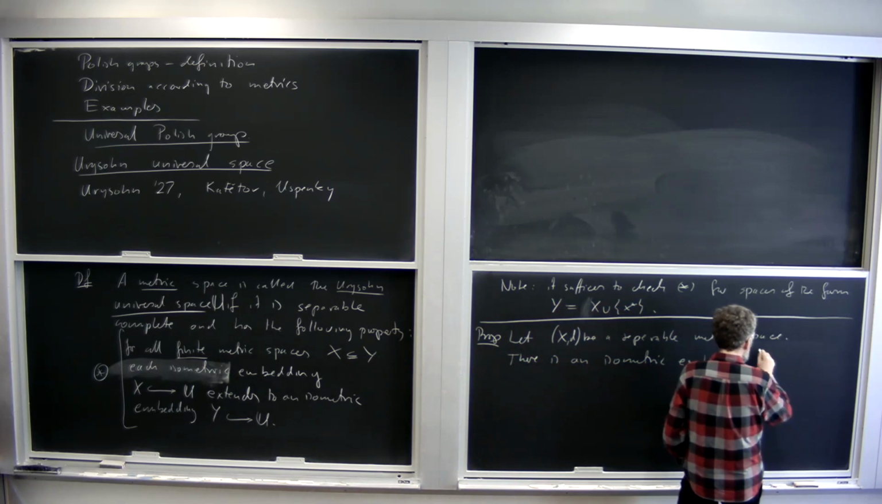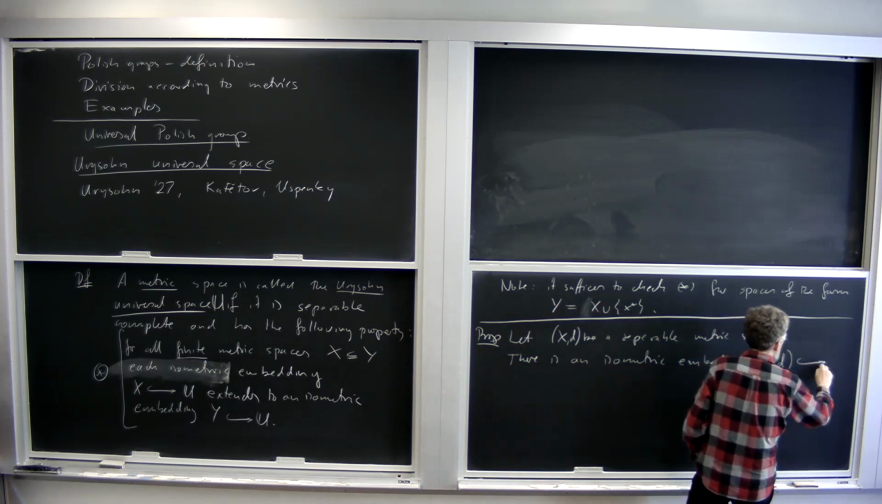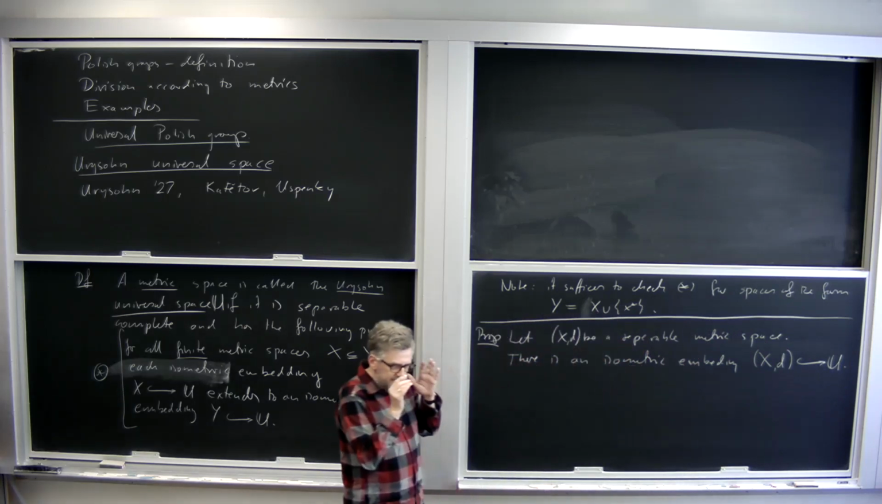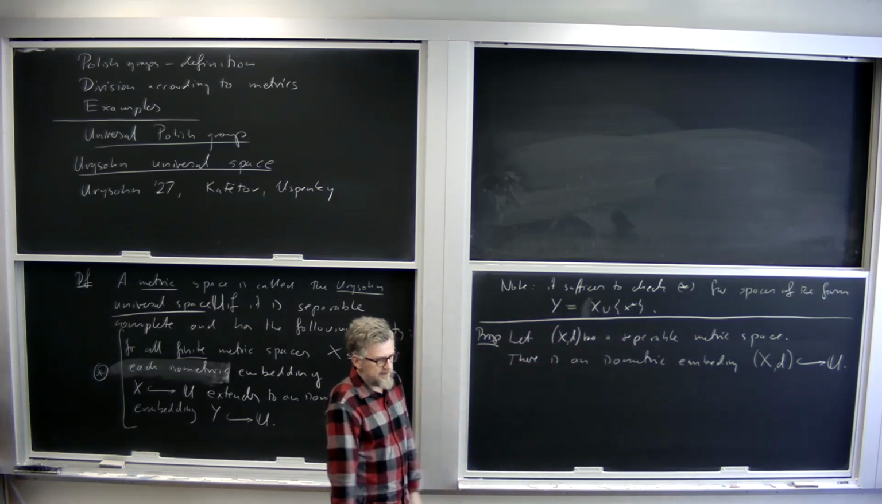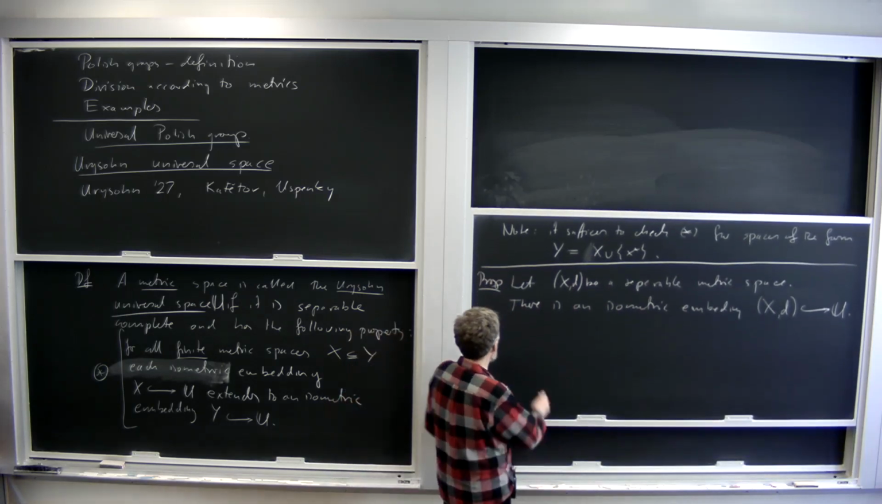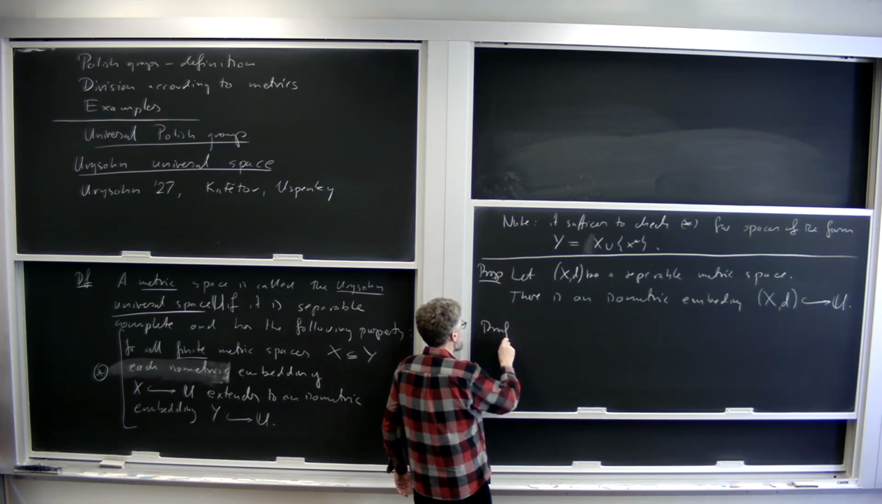From X with D into U. So U has, when I write U boldface, I mean it's with that metric. It's not a topological space, it's a metric space. Okay. So there is an isometric embedding like this. How do we prove it?